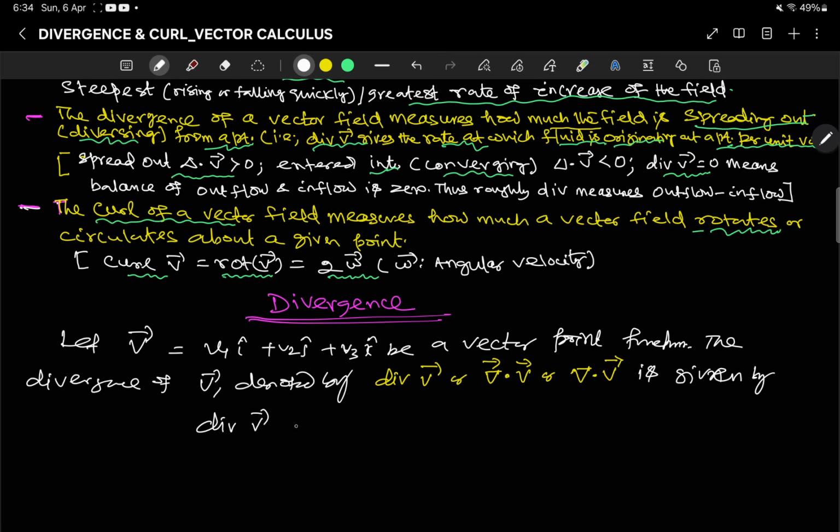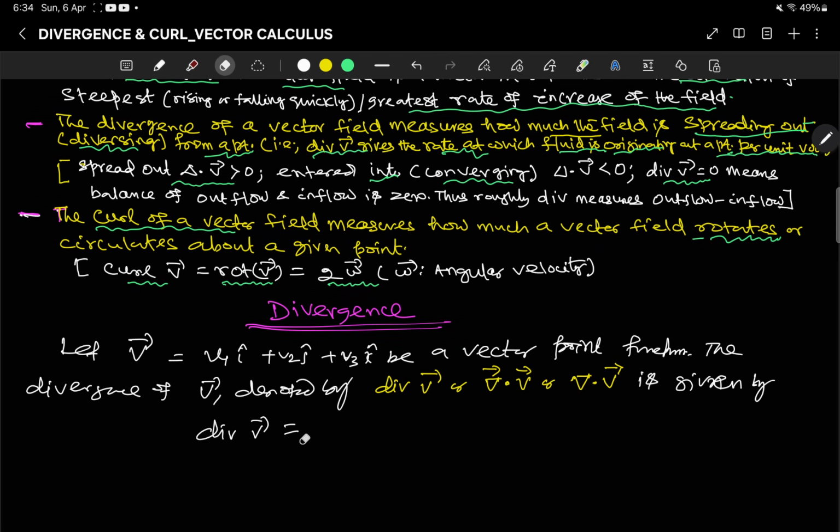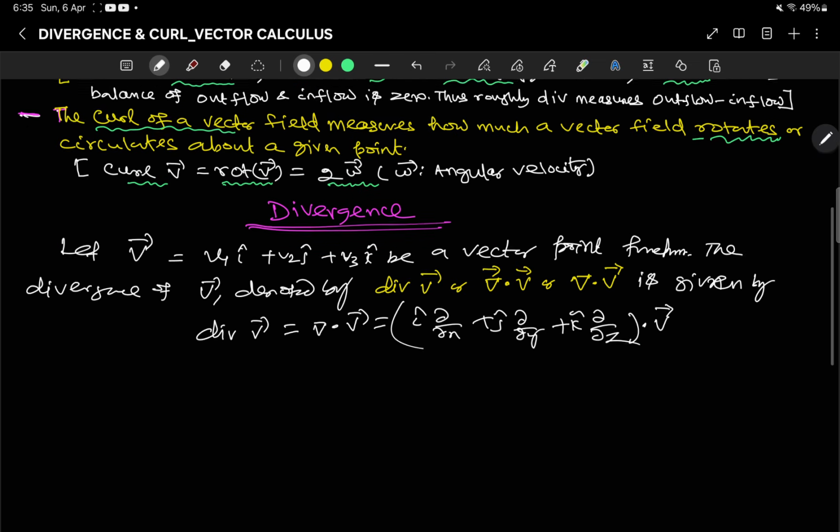div V is equal to the summation of i cap del by del x plus j cap del by del y plus k cap del by del z, dotted with V. Here div V is del dot V, where del is i cap del by del x plus j cap del by del y plus k cap del by del z, dot V.